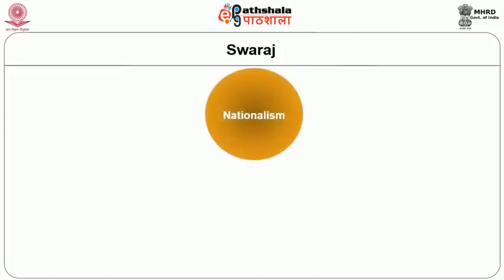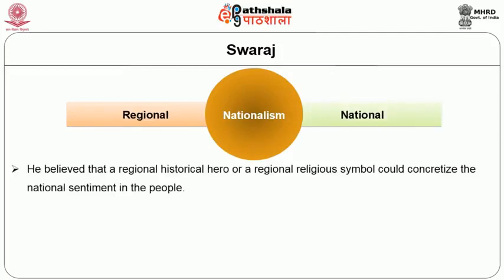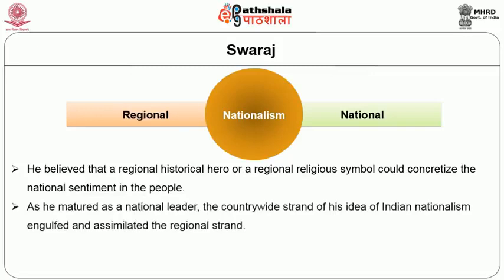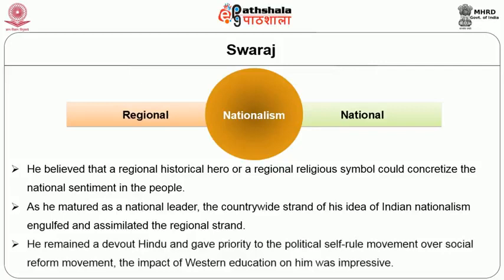Tilak thought of nationalism as operating at two levels, the regional and the national. He believed that a regional historical hero or a regional religious symbol could concretize the national sentiment in the people. As he matured as a national leader, the countrywide strand of his idea of Indian nationalism engulfed and assimilated the regional strand. Although he remained a devout Hindu and gave priority to the political self-rule movement over social reform movement, the impact of Western education on him was impressive.